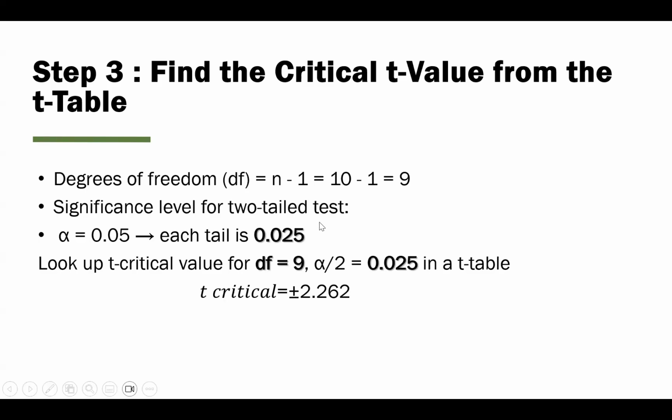Significance level for a two-tail test: the significance level is usually 0.05, but for a two-tail test we divide it by 2 for each tail. There are two tails, so we divide 0.05 by 2 and get 0.025. We look up the t critical value for 9 degrees of freedom and alpha divided by 2, 0.025, in the t table. I will show you how we arrive at this critical value of plus minus 2.262. I want you to look at these plus and minus symbols, and I will explain further why we have them here.